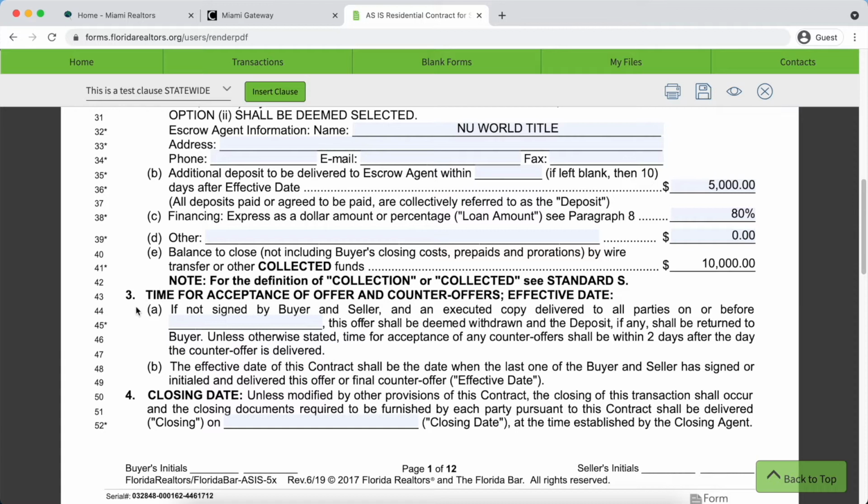All right, so now for number 3, time for acceptance of offer and counteroffers. I use this as a negotiating tool, and I'll give you an example. Right now, there's multiple offers on all properties.